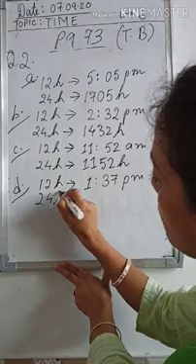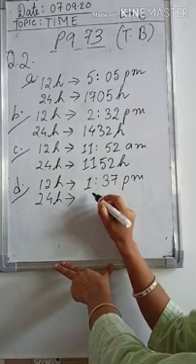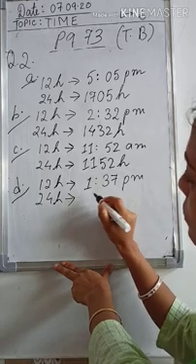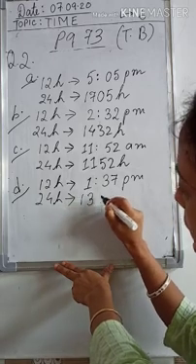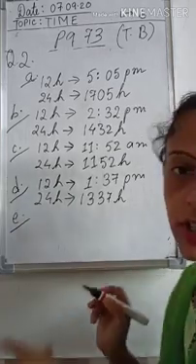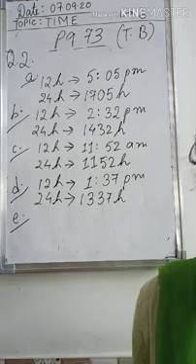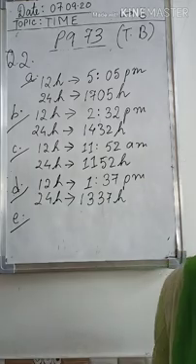And in 24 hour, it will be how much? Since it is afternoon time and it has not crossed 2, it will be 13:37 hours. Now number E. I will also share this answer in the Google Classroom so that you can check it again from there. Number E. It's the evening time.